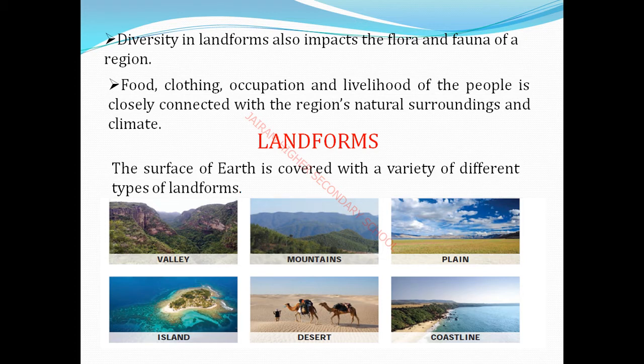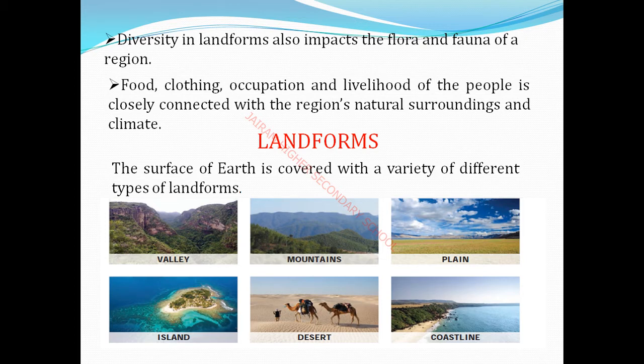You can see the diversity, a wide variety in landforms, as well as in flora and fauna. What is the meaning of flora? The term flora refers to all plant life. Examples: sal, teak, pine tree, etc. And what does fauna mean? The term fauna refers to all animal life. Here you can take the examples of tigers, leopards, elephants, etc.